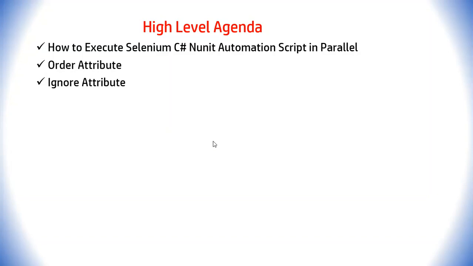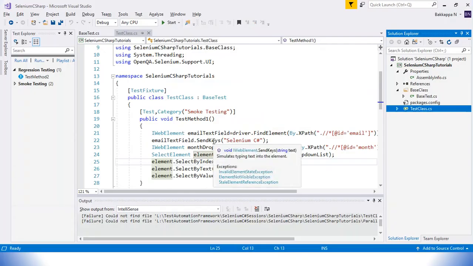Order attribute is nothing but giving the priority for Selenium C Sharp NUnit automation script, and ignore attribute is nothing but, basically, say we have just considered 50 test scripts. In that, because of an existing defect in open status, we will be ignoring some of the test scripts from the test suite. Let us jump to Visual Studio.